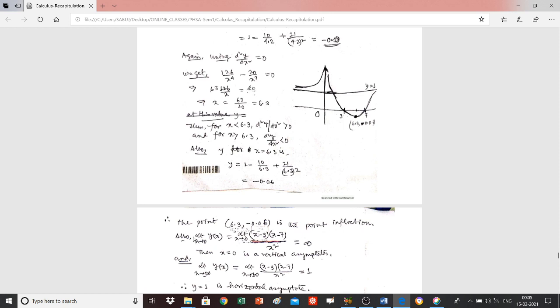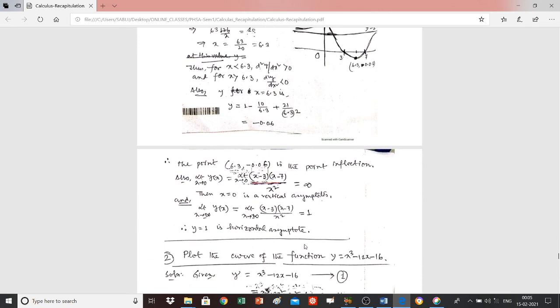Now just find out the value of the limit of y as x tends to 0. That is equal to the limit as x tends to 0 of (x minus 3) by x into (x minus 7) by x square. That is equal to infinity. When you use the value x is equal to 0, it will provide you a value of infinity. So x equal to 0 is a vertical asymptote.